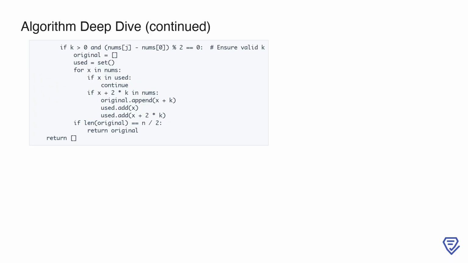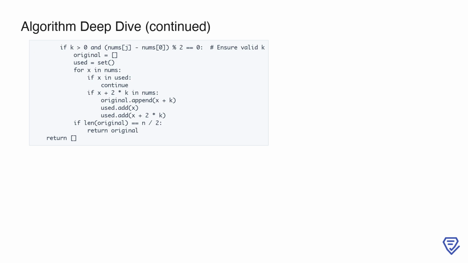been used. For each element x in nums, if it has not been used, we check whether x plus 2k exists in nums. If it does, we add x plus k to the original array and mark both x and x plus 2k as used. This ensures that all elements are matched in pairs and no element is reused.